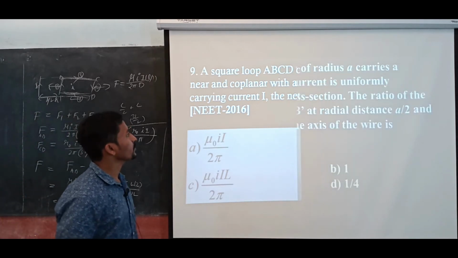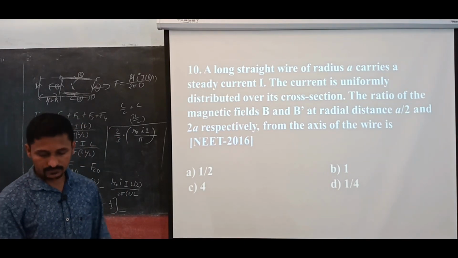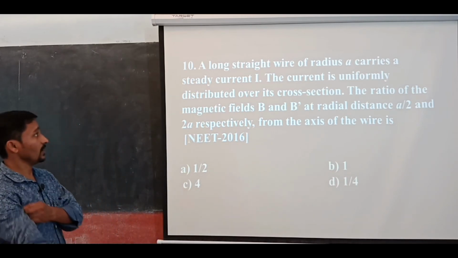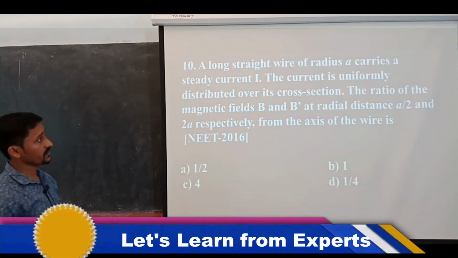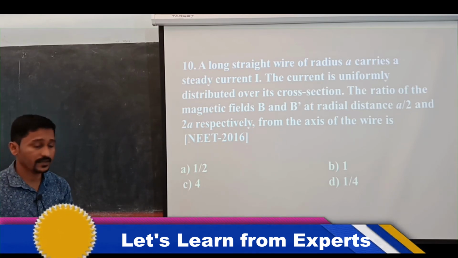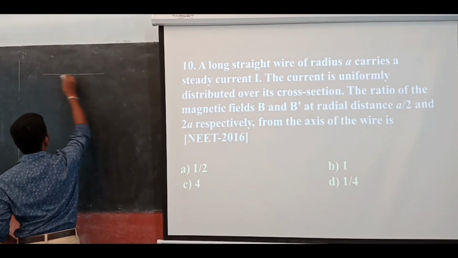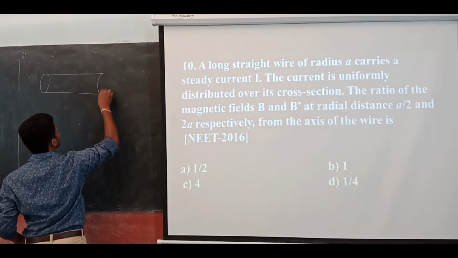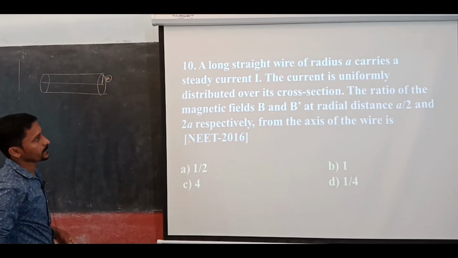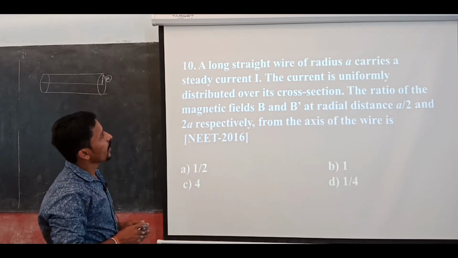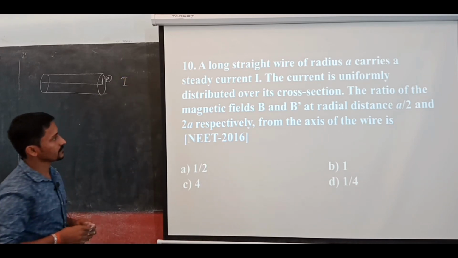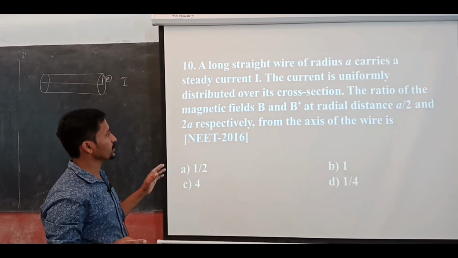And the next question we are going to move to is this. Okay, we are going to talk about the next question. A long straight wire of a radius A. Now the radius is A, okay, of a wire. This total is A. Carries a current I.